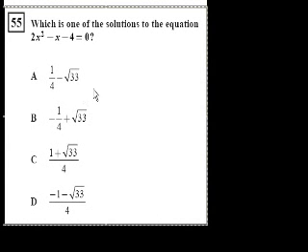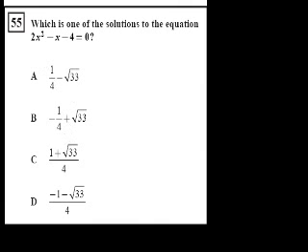Problem 55. Which of the solutions? Okay, so then I'll put all the choices down. So which is one of the solutions to the equation? Immediately when you see all of the choices, they have these square roots and all of that. This isn't something that you would factor. You would use a quadratic equation here.